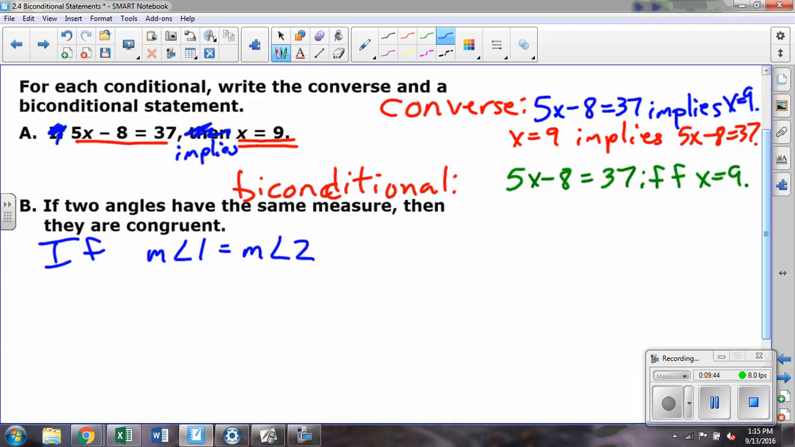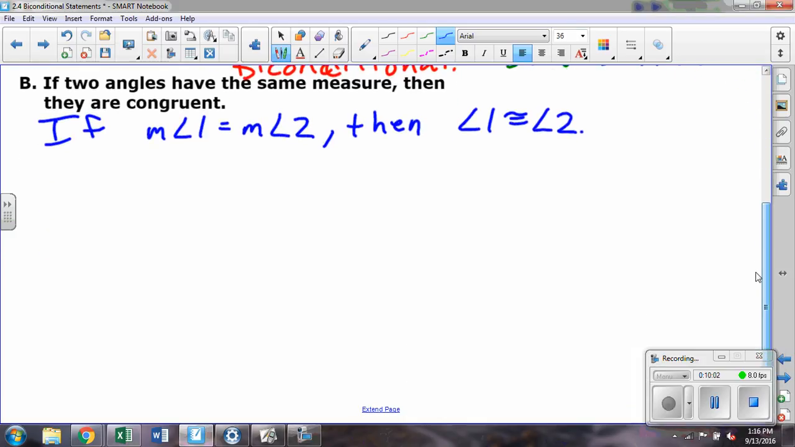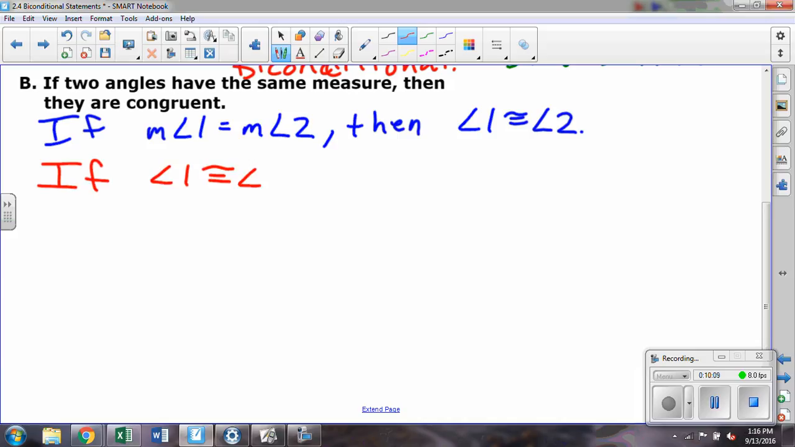If two angles have equal measure, then the angles are congruent. Writing the same sentence up symbolically instead of with the written English. Okay, so here in the blue, we had the original statement. For the converse, we need to switch around the hypothesis and the conclusion. And so the red is our converse.